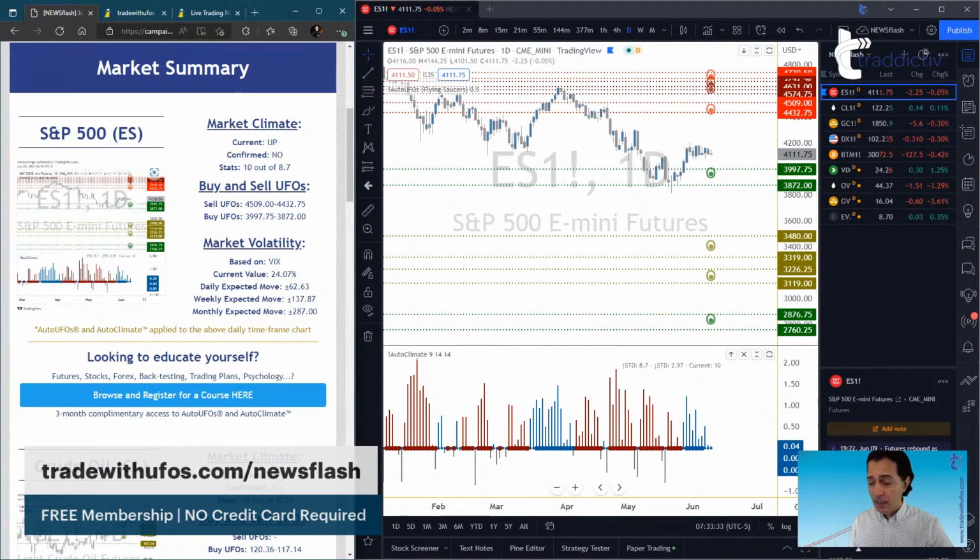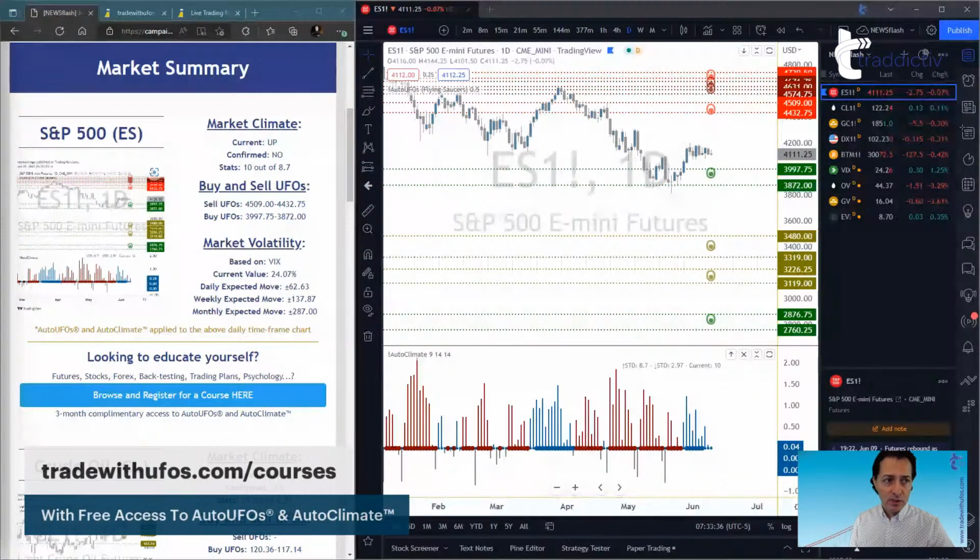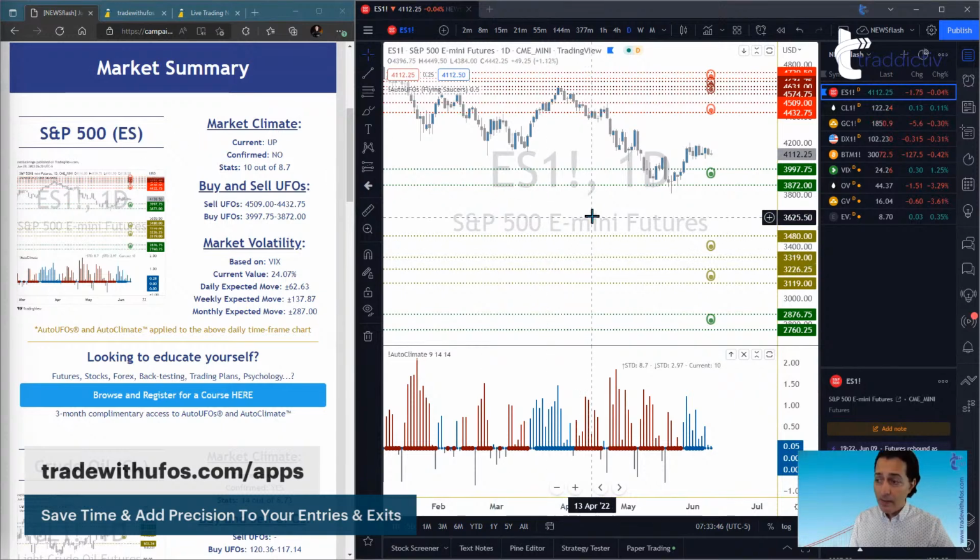I am utilizing TradingView in this trading session, so you can take a look. I'm just highlighting where you can get the apps I will use in my market analysis here.